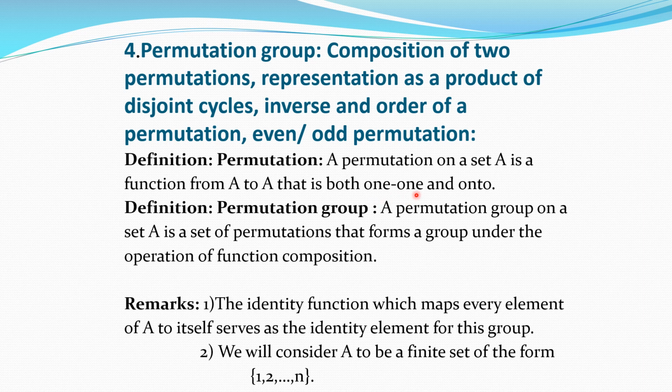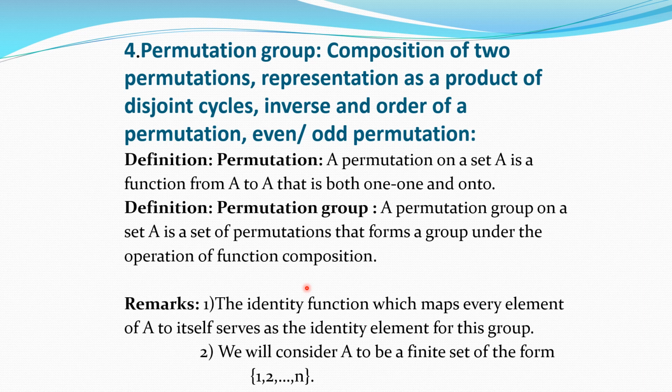Then second is it is onto. So onto means as it is a function from A to A, from codomain A, every element has pre-image in the domain set A. So whenever we are defining some function from set A to set A itself, which is 1-1 as well as onto, then that function is known as permutation. Now, what is permutation group? A permutation group on a set A is a set of permutations that forms a group under the operation of function composition.